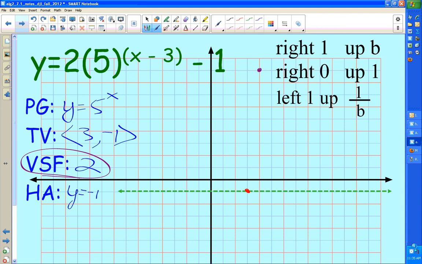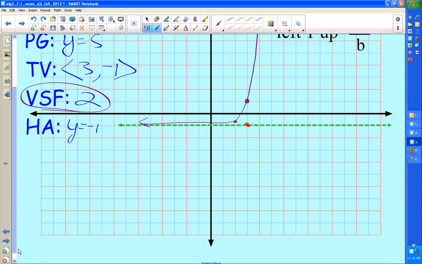Normally it's right 0 up 1. We're going to go right 0 up 2. We're doubling the ups. And normally it's left 1 up 1 over 5. We're going to go left 1 up 2 over 5. And then we're going to come right along the asymptote and take off. Very steep on this one. What's the domain? Domain is all reals. Never going to change that. So your domain, all values of x such that we go from negative infinity to infinity.